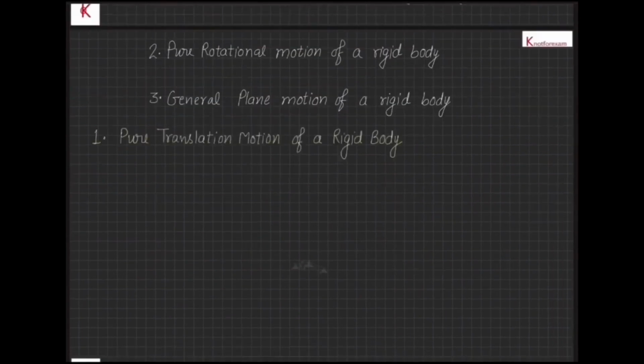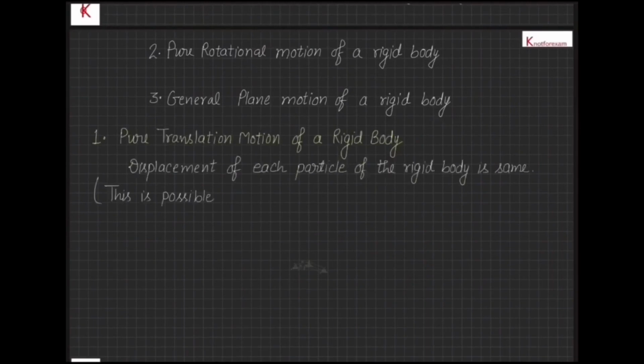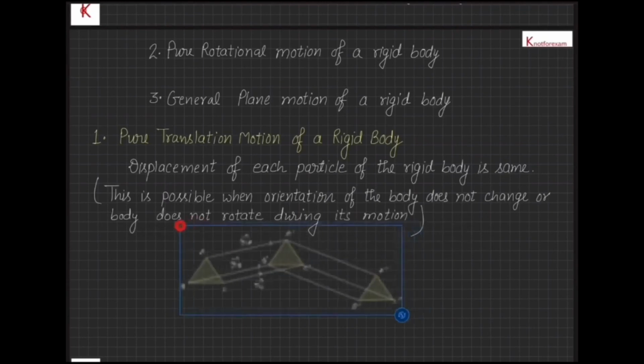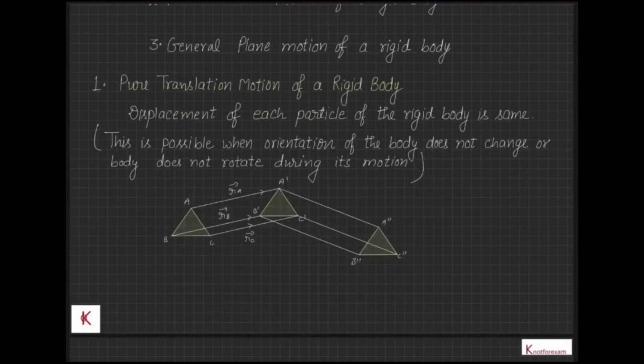So, in pure translation motion of a rigid body, displacement of each particle of the rigid body is same. And you can easily convince yourself that this is possible when orientation of the rigid body does not change or body does not rotate during its motion. Let's take a look at pure translation motion of a rigid body. If displacement of a particle A in motion from position A to position A dash is R_A vector, for particle B displacement is R_B vector, for particle C it is R_C vector, then R_A vector will be equal to R_B vector will be equal to R_C vector and so on. Let this be equal to R vector, that is the displacement of each particle.